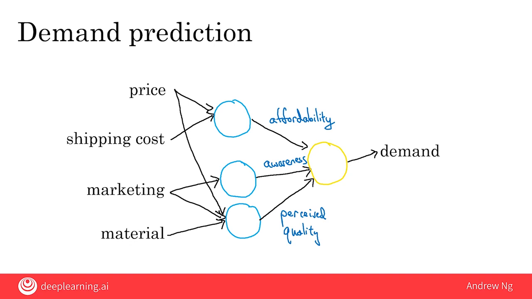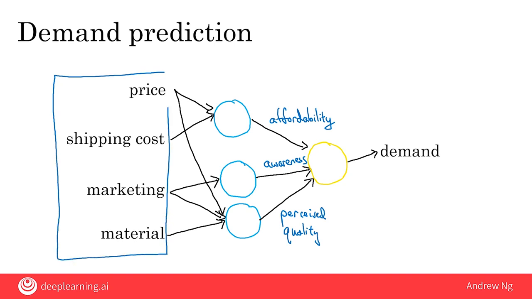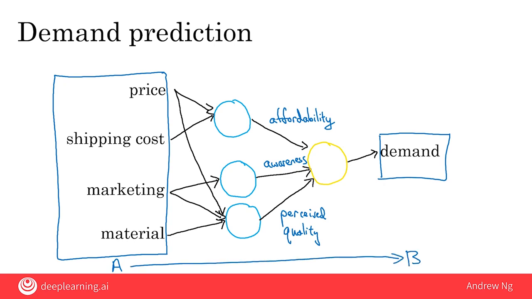So this is a neural network, and its job is to learn to map from these four inputs, that's the input A, to the output B, to demand. So it learns this input to output, or A to B mapping. This is a fairly small neural network with just 4 artificial neurons. In practice, neural networks used today are much larger, with easily thousands, tens of thousands, or even much larger numbers of neurons.